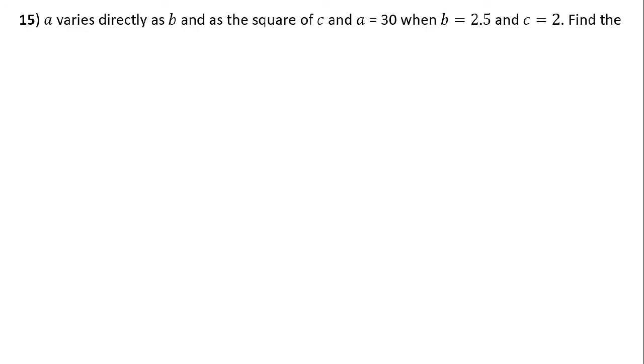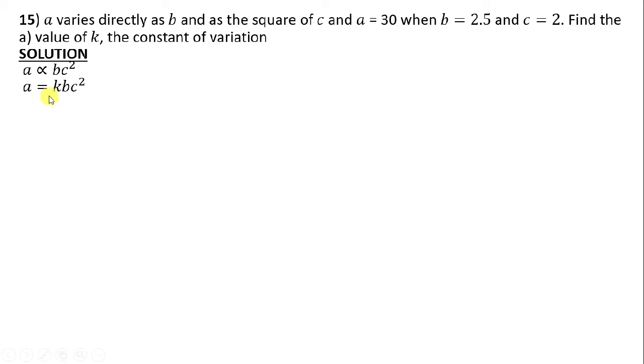We continue. Question 15 is saying A varies directly as B and as the square of C, and A is equal to 30 when B is equal to 2.5 and C is equal to 2. Find the value of K, the constant of variation. So we are going to say A varies as B and the square of C. Now, since we are looking for a constant, we'll replace variation with equals and include a constant. So our A will be equal to KBC squared.